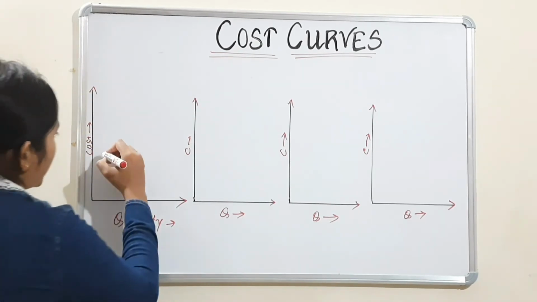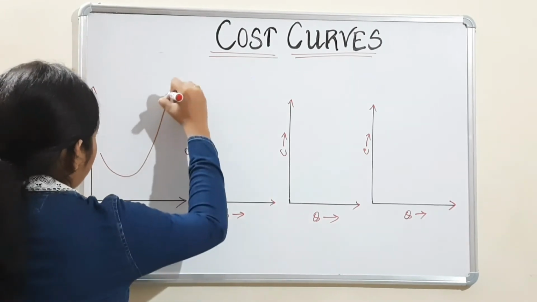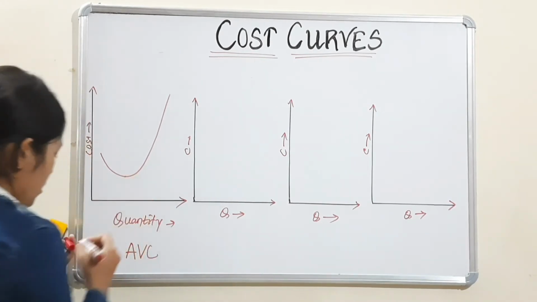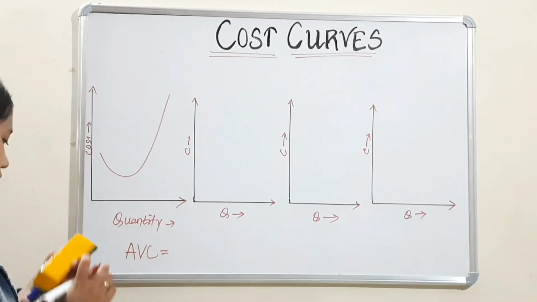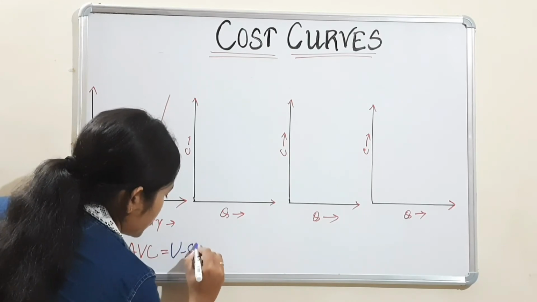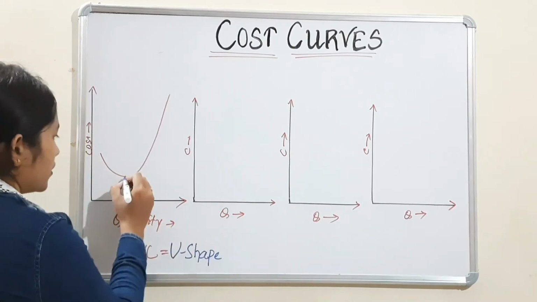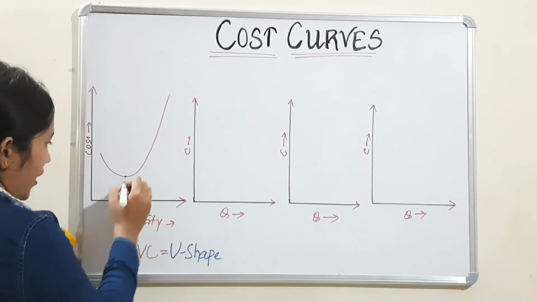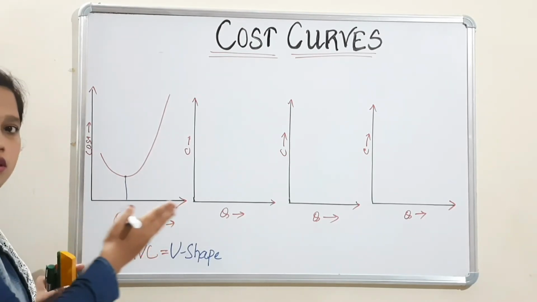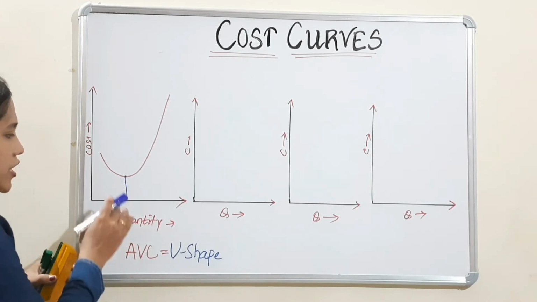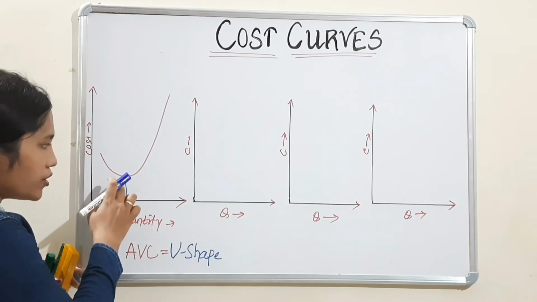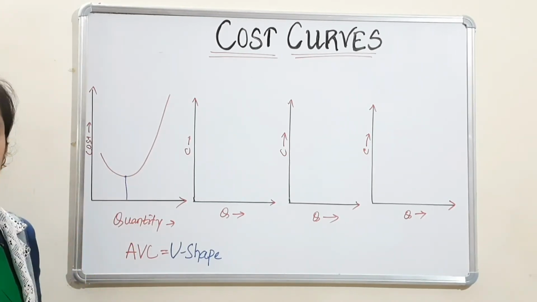It will be a U-shaped curve. That means the shape of average variable cost, AVC, is U-shaped, and this is the minimum point. When you go on increasing your quantity of production or selling in the market, the cost will go on decreasing up to the point where your average product is maximum.